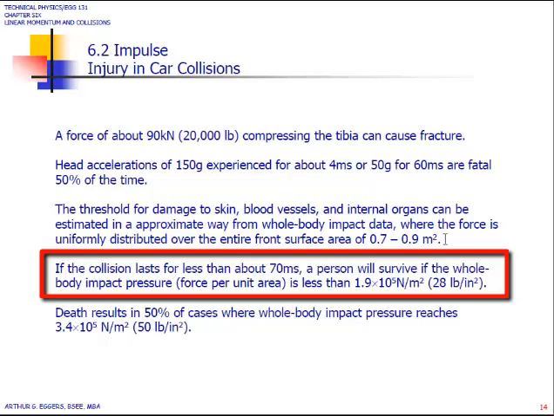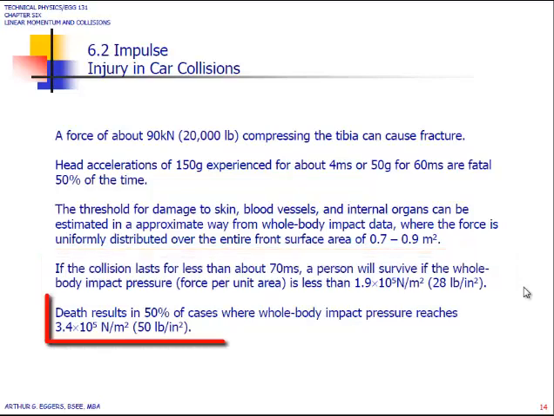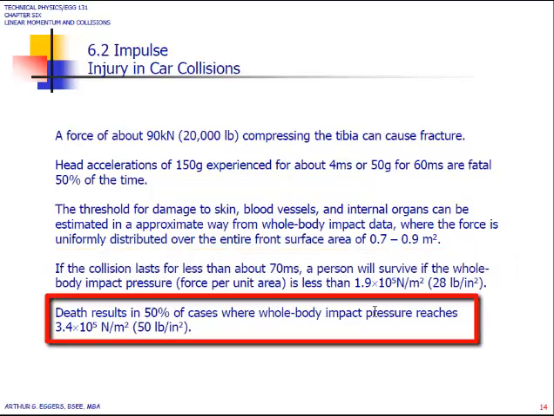If the collision lasts for less than about 70 thousandths of a second, a person will survive if the whole body impact pressure, that's the amount of force distributed over that body area, is less than about 28 pounds per square inch, or 1.9 times 10 to the 5th newtons per square meter. Death results in half of the cases where the whole body impact pressure reaches 3.5 times 10 to the 5th newtons per meter squared, or about 50 pounds per square inch.